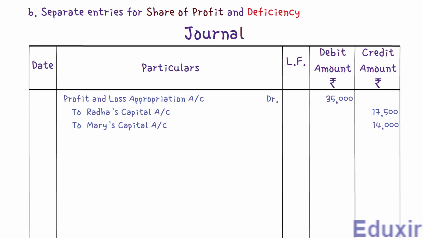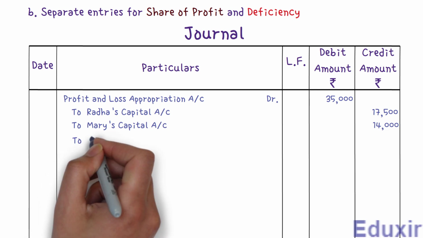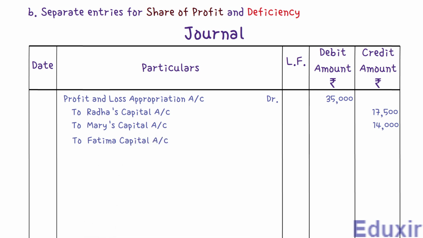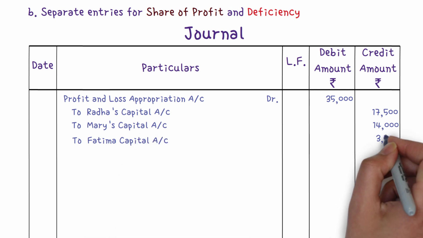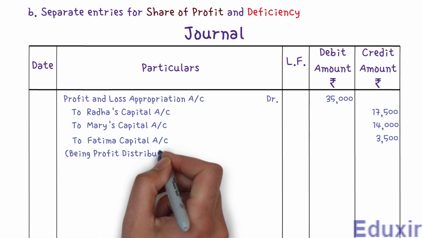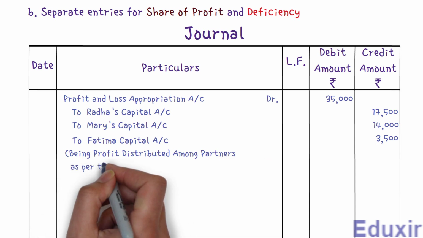Let's then write the third credit entry into the partner Fatima's capital account. Let's then write the corresponding credit amount of 3,500 rupees into the credit amount column. Note here that this is not guaranteed profit amount. It is the profit share amount calculated as per the profit sharing ratio. Let's then write the description or narration of this transaction as being profit distributed among partners as per their profit sharing ratio.